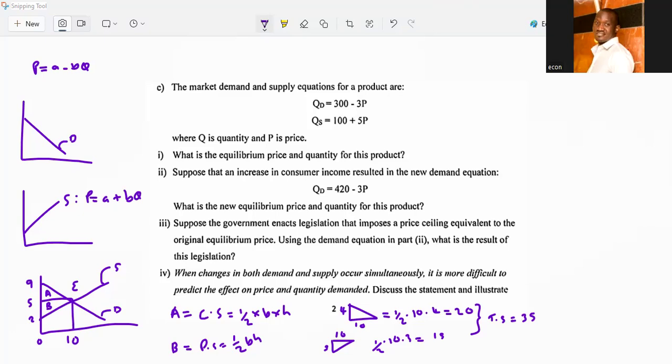So this is what happens in this market. So here we have a price ceiling and we have a price floor. So now let's go to answering these questions here. Are we together?